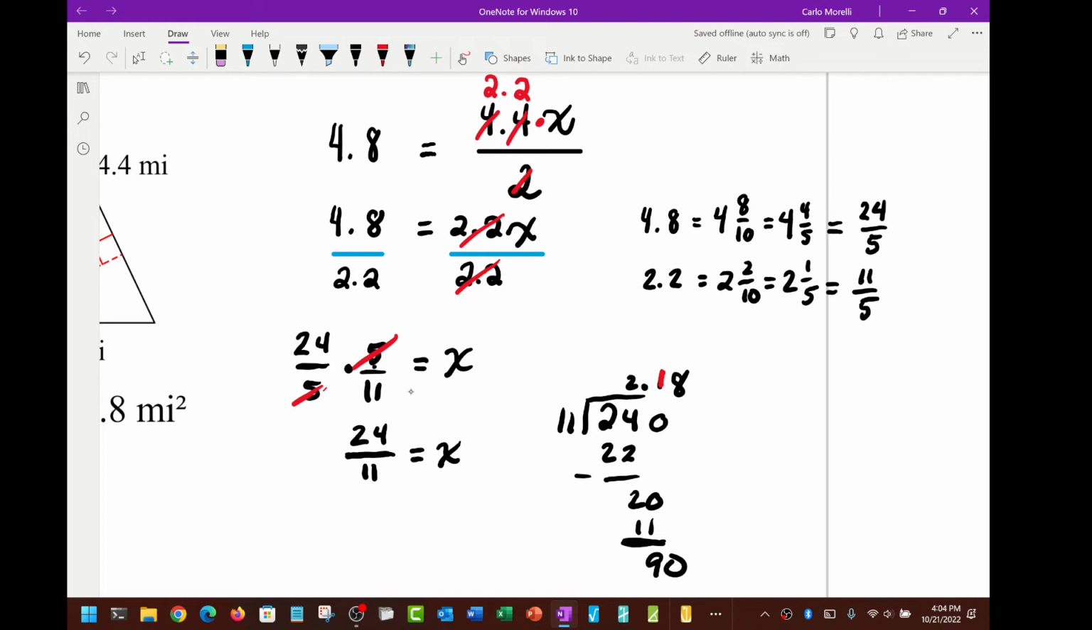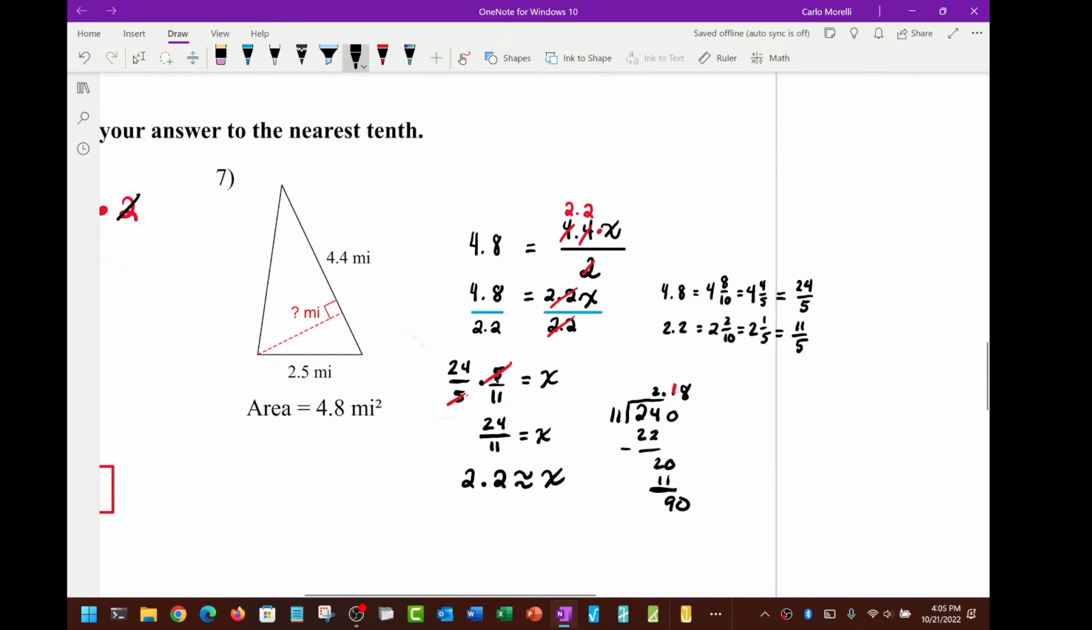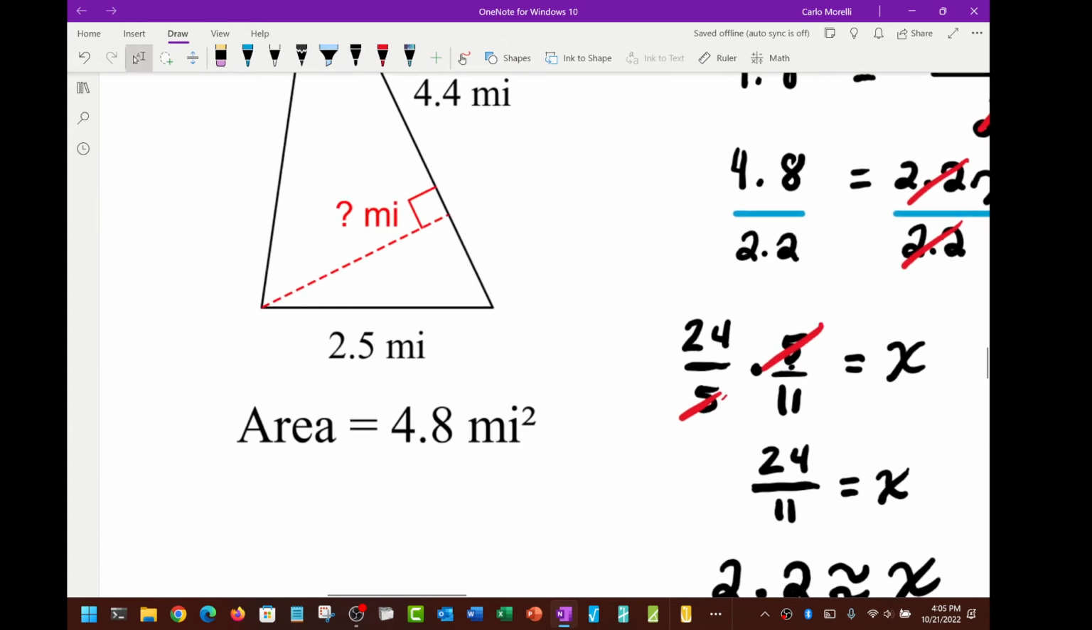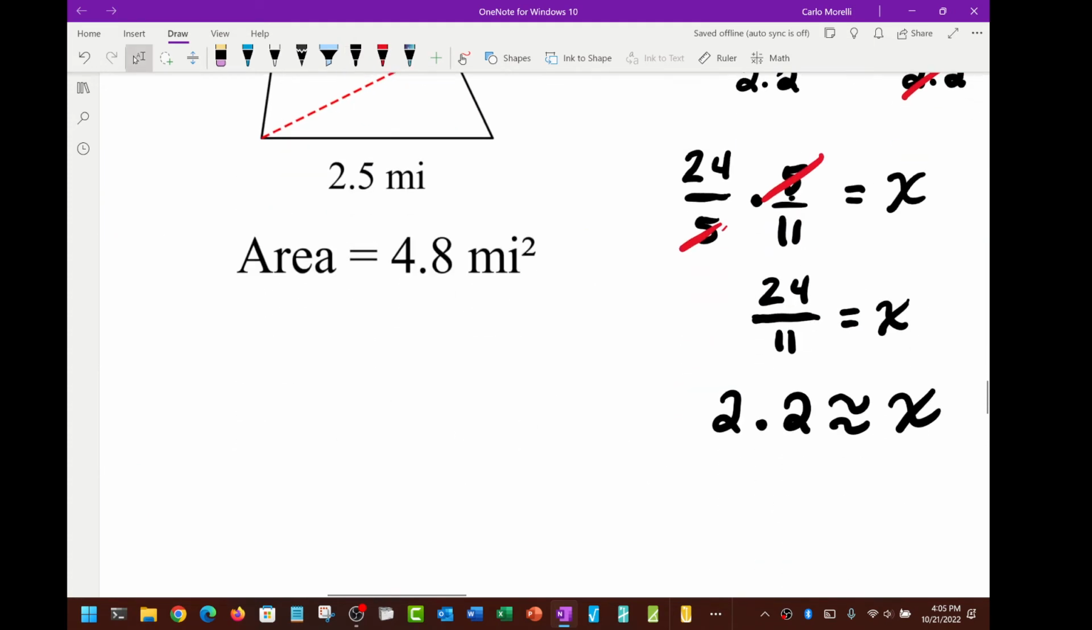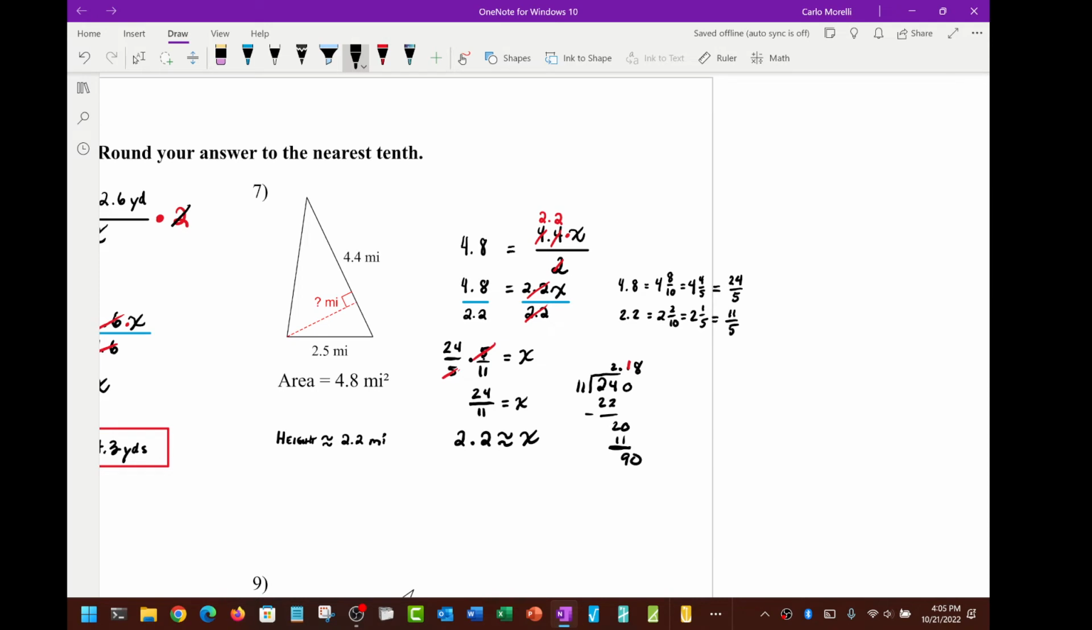All right. So my x is going to be 2.2, approximately equal to x. Okay, and that would be the height. So I suppose if we were doing this, we could say height approximately 2.2 miles. And we'll put that in a box.